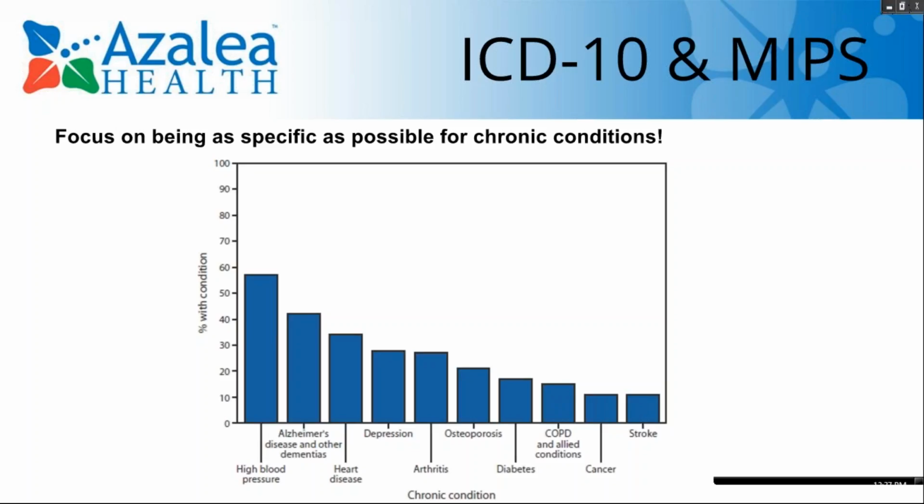So depending on the specialty of your practice, you are probably treating people with high blood pressure, heart disease, COPD, arthritis, osteoporosis, depression, anemia. If you go all the way to the top 20, you'll see them. So let's focus on those, and let's make sure that we're as specific as possible on those chronic conditions so you're going to get more bang for your buck.